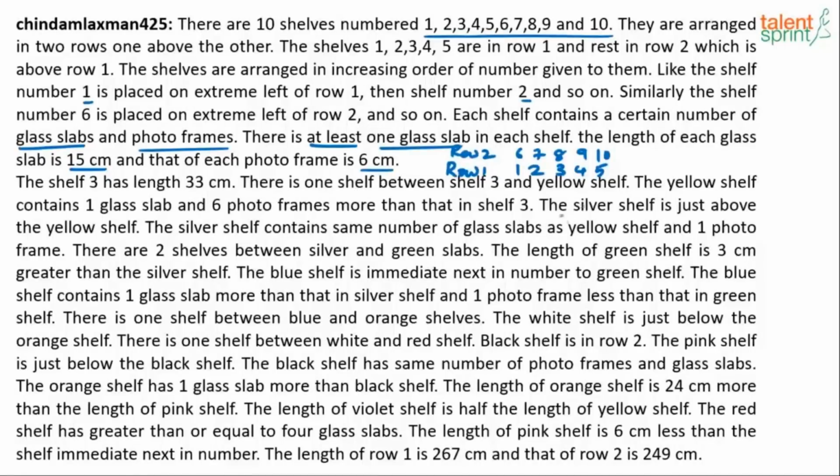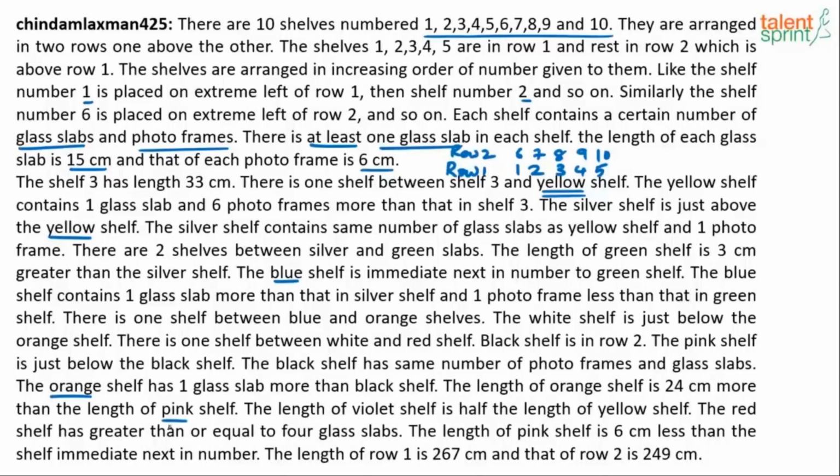Oh, so colors are also introduced. Now you see, earlier we had only glass slabs and photo frames as attributes, and of course I am sure there will be different lengths in each shelf, but now we also have got color here, right? While the shelf 3 is 33 centimeter long, the shelf 3 and yellow shelf have got one shelf between them, so also color is another attribute. Yeah, you can see different colors here, right? Blue, yellow, orange, pink and so on.